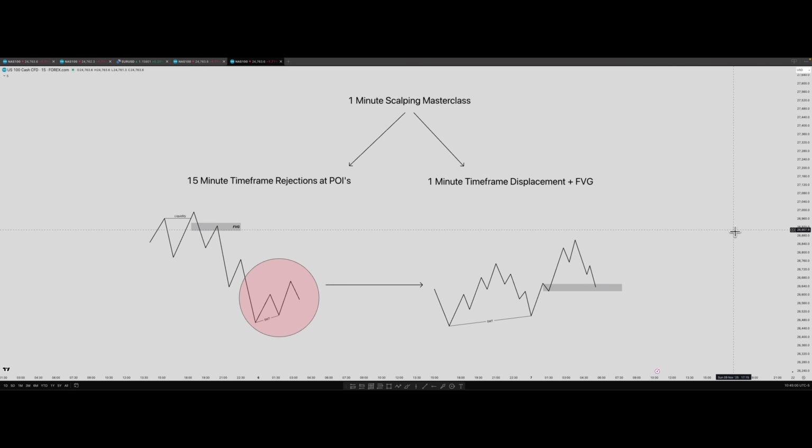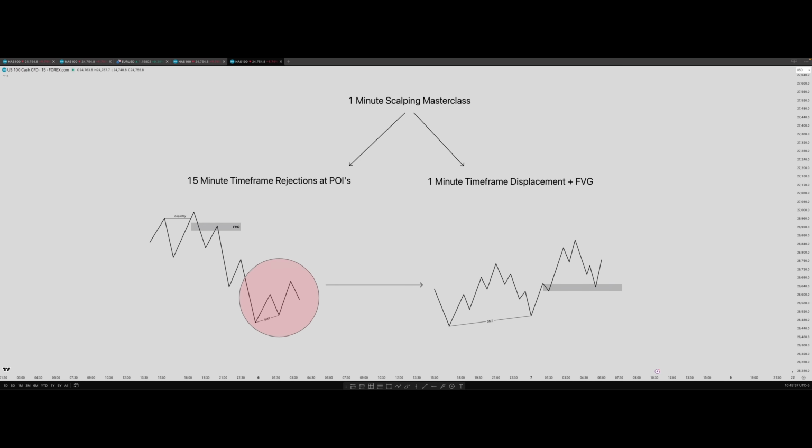Now this is where we look for that displacement. Remember, a displacement is a strong push breaking short-term structure. It proves momentum has shifted. Now we are looking then for the market to push rapidly, breaking structure. Now that can mean a break of structure, a market structure shift. It can mean an inverse fair value gap. It can mean whatever. I just want to see big bodied candles shifting through highs, inversing fair value gaps. That is a very strong sign of displacement.